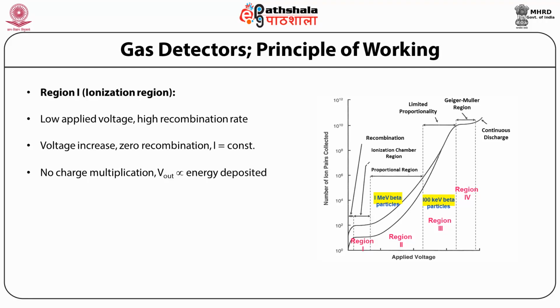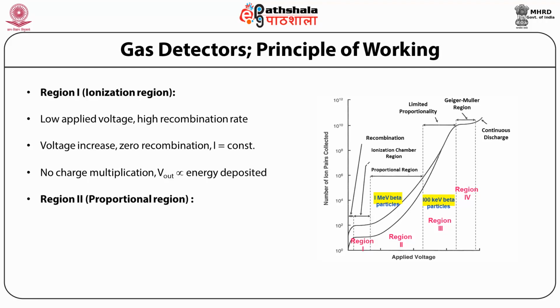So in order to reduce the recombination, we need to increase the voltage. So in the nature of the curve, you can see that it's almost flat as a function of applied voltage. The first region is called the ionization chamber region. The second region is called the proportional region.